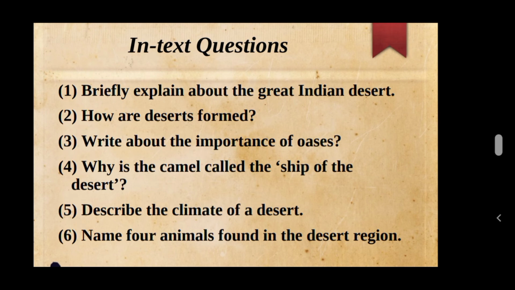Next question, why is the camel called sheep of the desert? First point, camels are commonly used in deserts for transportation as they can walk easily on the sand and travel long distances without drinking water. Second point, camels also provide milk, and third point, they also help in ploughing fields and drawing water from the well. Thus, the camel is called the sheep of the desert.